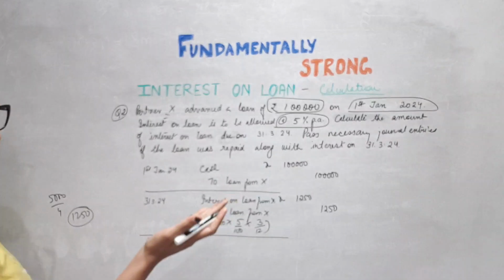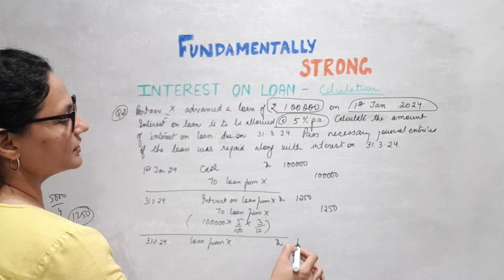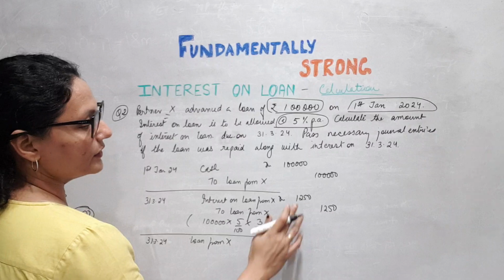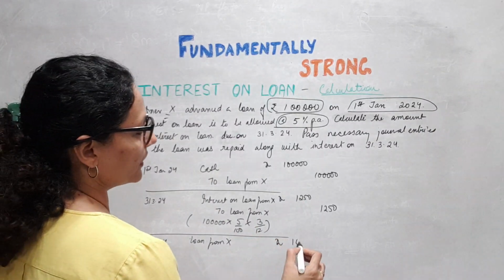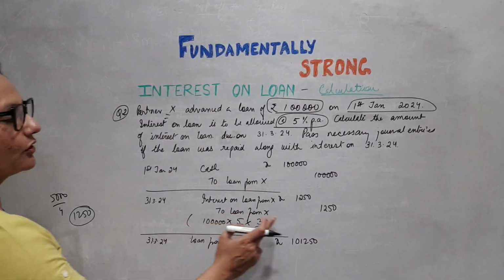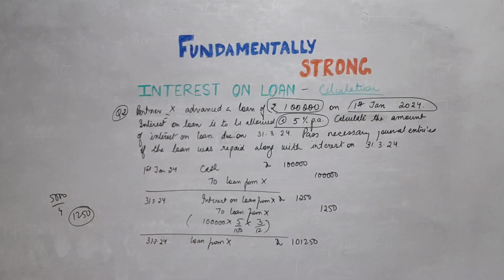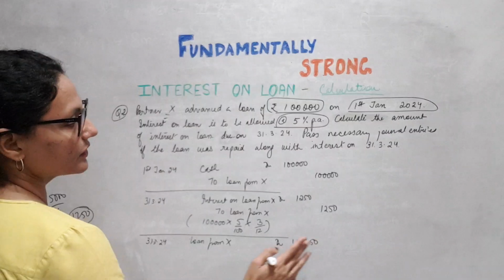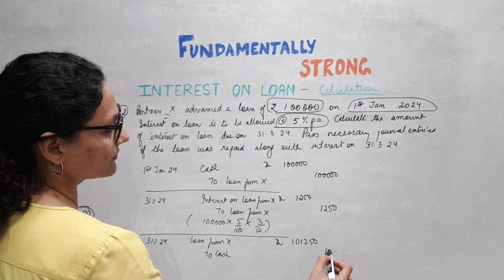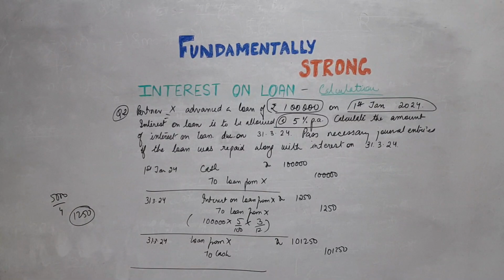So when you're repaying, the liability is going down. So loan from X, debit. How much is the amount along with the interest? This is 1 lakh plus 1250, the interest. 1 lakh 1,250 is the total amount standing to the credit of loan from X. I have credited here 1 lakh when I took the loan. I credited this interest 1250. Alright. So total is 1 lakh 1,250. And that is what I am going to pay. So this is the entry for repayment along with interest.